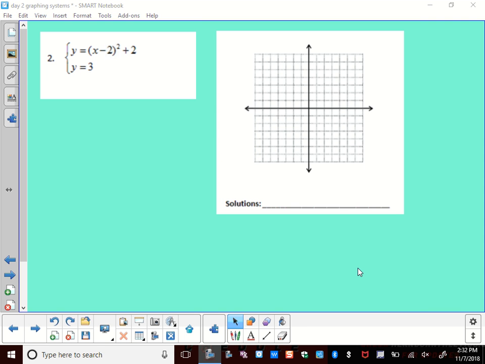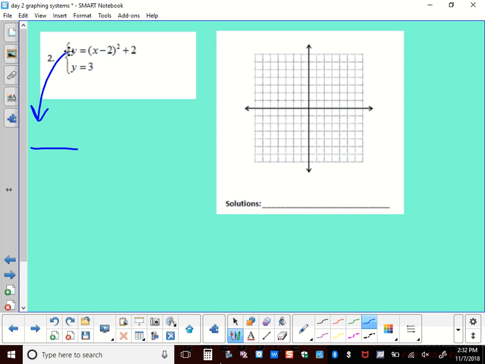All right, so take a look at number 2. Do I have a line, a parabola, or a circle? It has one exponent, that's a square. Parabola, okay? So it's going to be a U shape, whether it goes up or down. In the middle, I'm going to put my vertex. My vertex is positive 2, positive 2.